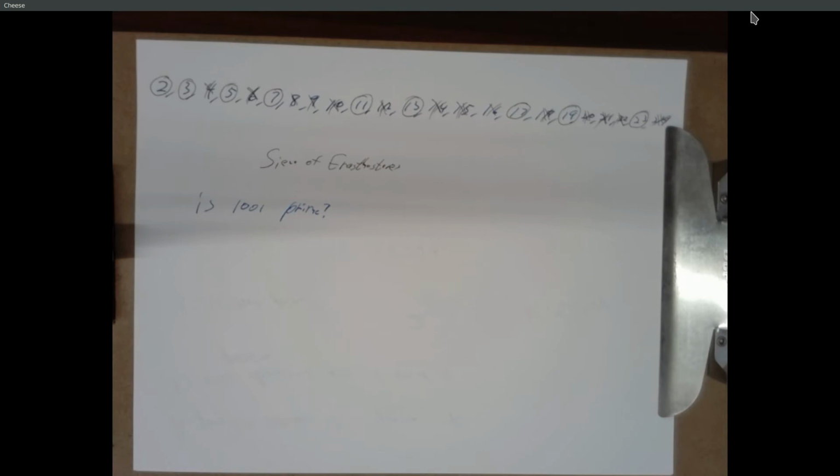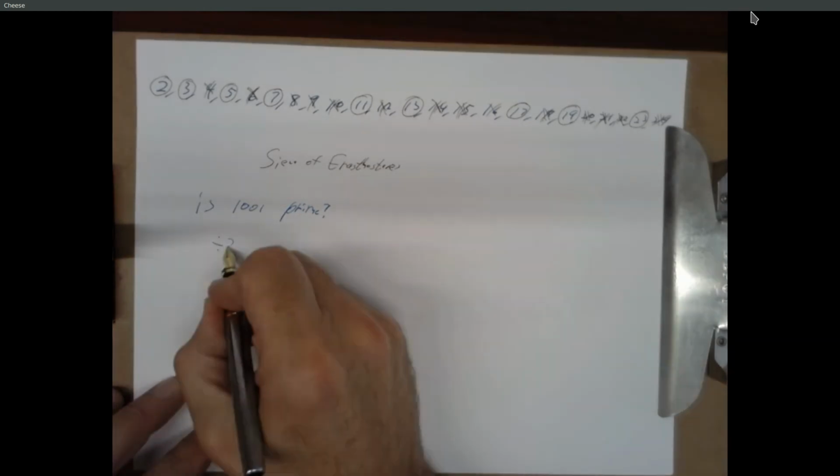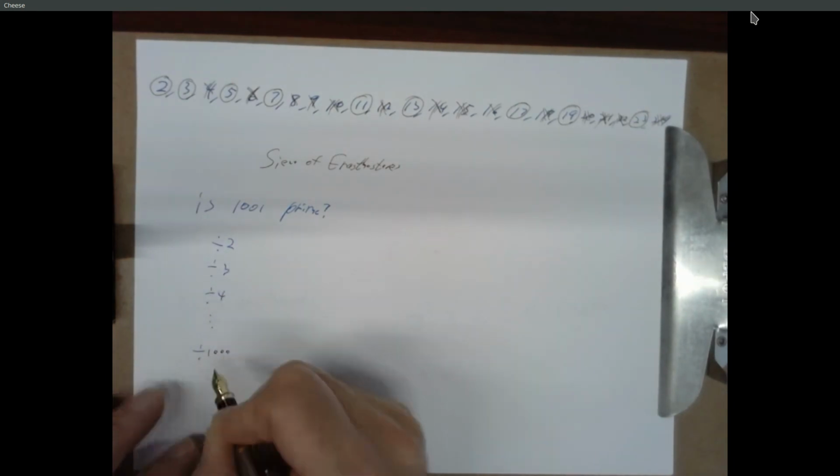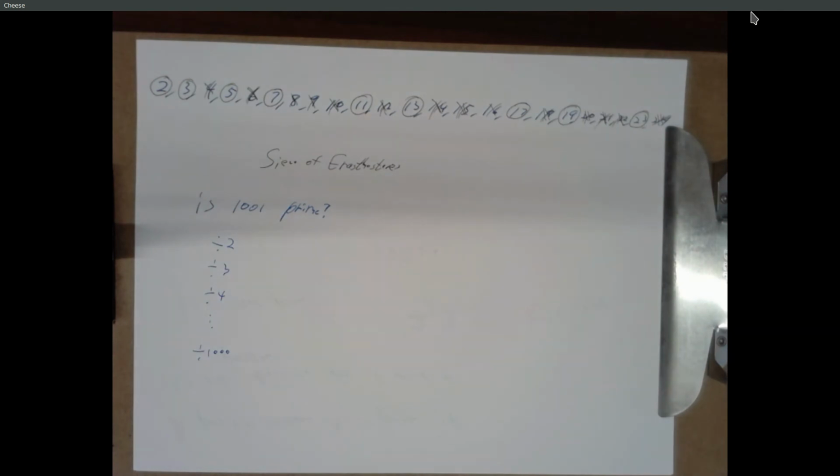Just start dividing it by things and see if anything divides it evenly. Take the square root first. Yeah, so divide by 2, divide by 3, divide by 4, all the way up to 1,000. If it's not divisible by any of those, then it's prime.